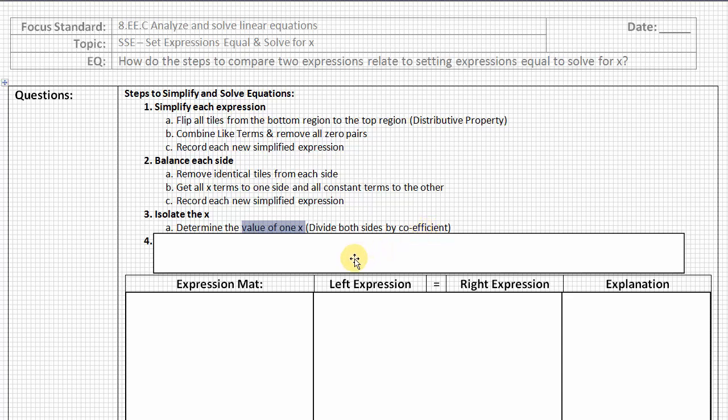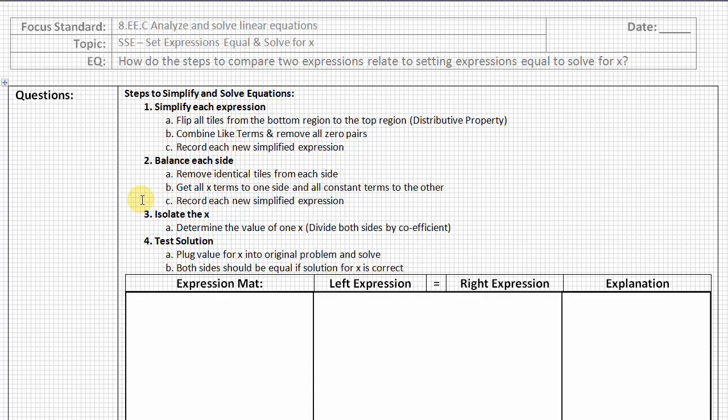Our fourth and final step then, so this should give us a solution, but our fourth step is to make sure that we're right, that the work we did in steps 1 through 3 is correct. And so the way we do that is we test our solution. We plug the value for x into the original problem, so what we got here when we isolated, we plug that value into the original problem and solve. That would take order of operations. And we will know we're right if both sides are equal.